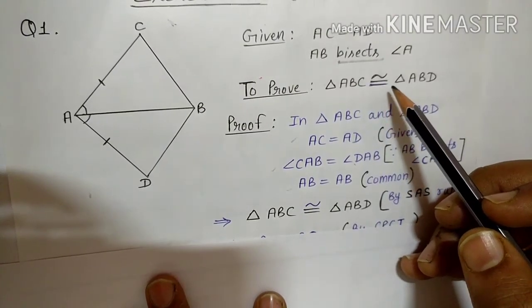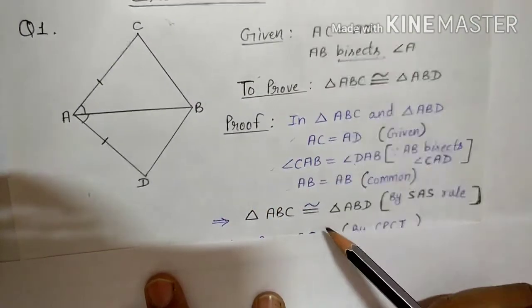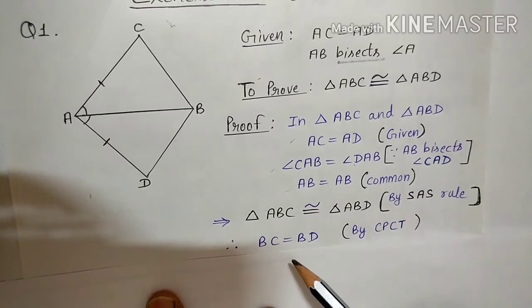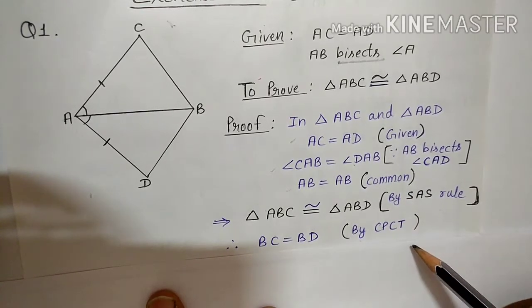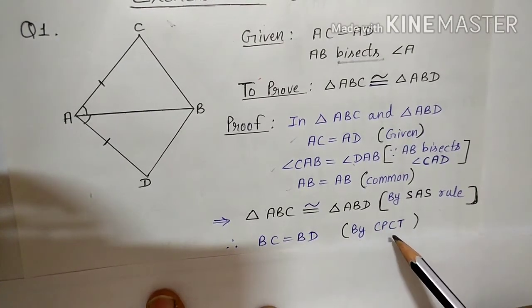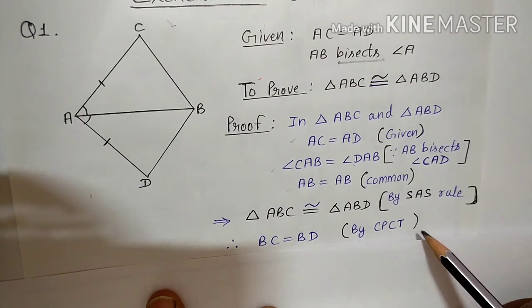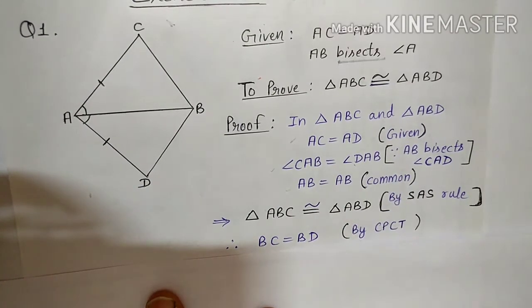And then they ask what we can say about BC and BD. If triangles are congruent, then we can say that BC equals BD by CPCT, which means corresponding parts of congruent triangles. So we have done our question number 1. Now move to question number 2.